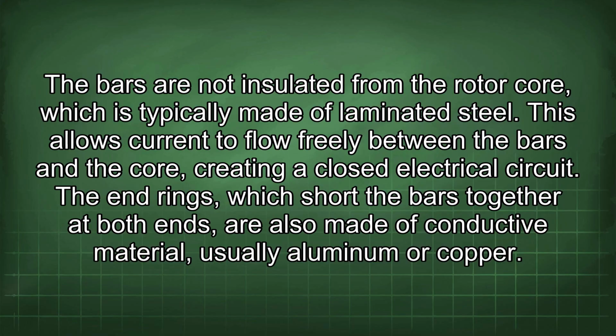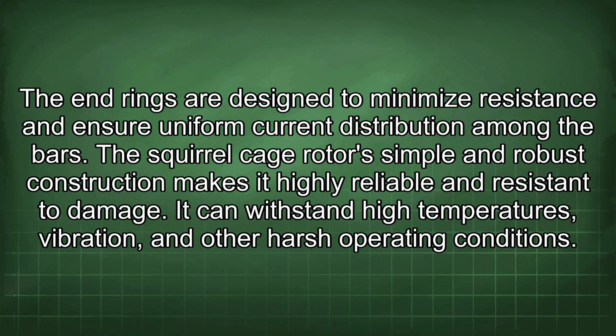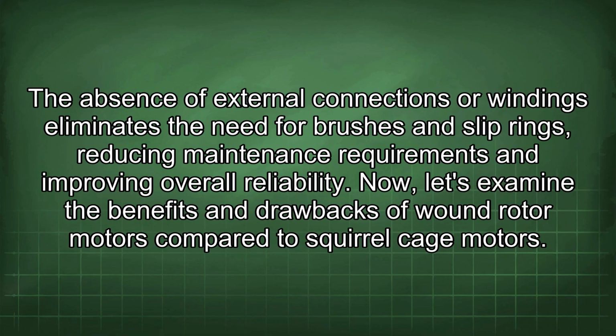The end rings, which short the bars together at both ends, are also made of conductive material, usually aluminum or copper. The end rings are designed to minimize resistance and ensure uniform current distribution among the bars. The square cage rotor's simple and robust construction makes it highly reliable and resistant to damage. It can withstand high temperatures, vibration, and other harsh operating conditions. The absence of external connections or windings eliminates the need for brushes and slip rings, reducing maintenance requirements and improving overall reliability.